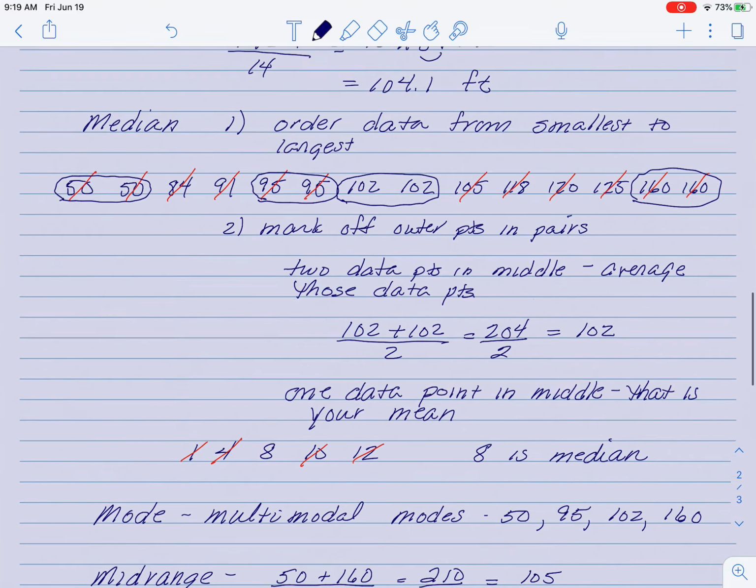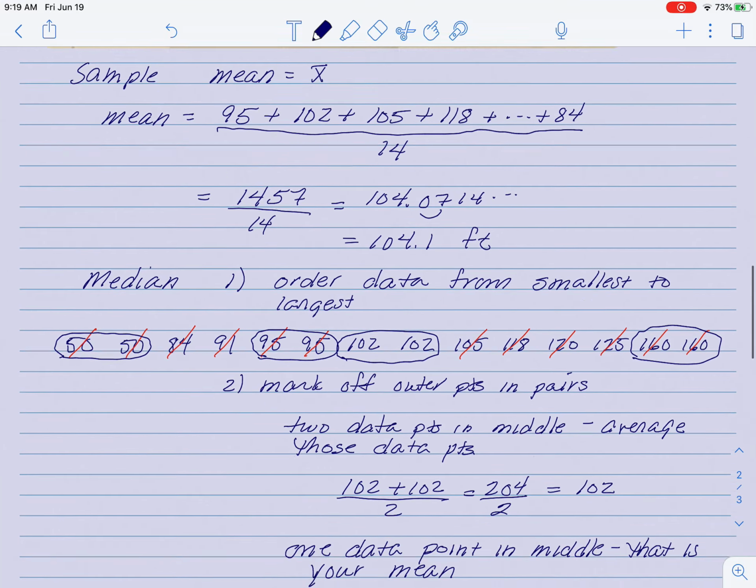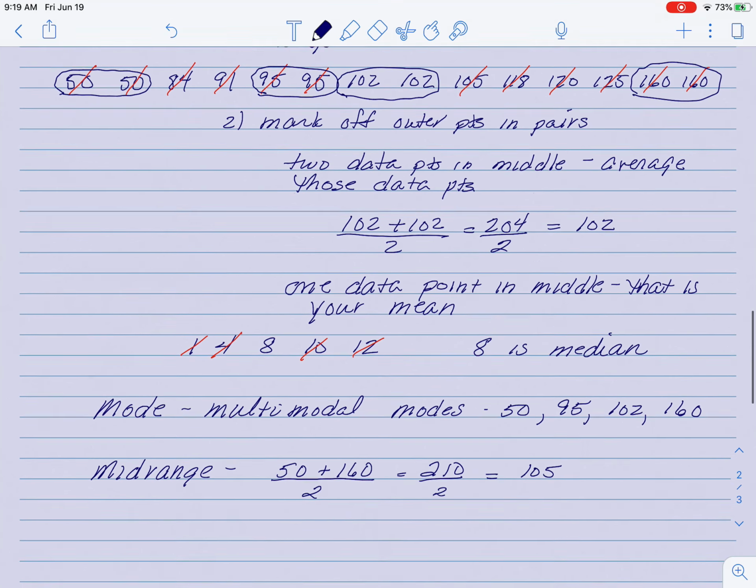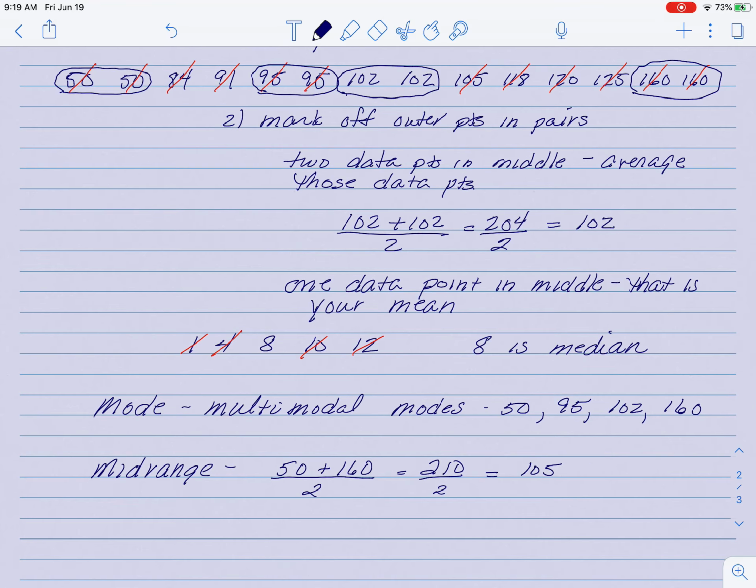So that's all our data. We found the mean, the median, the mode, and the mid-range for this example.